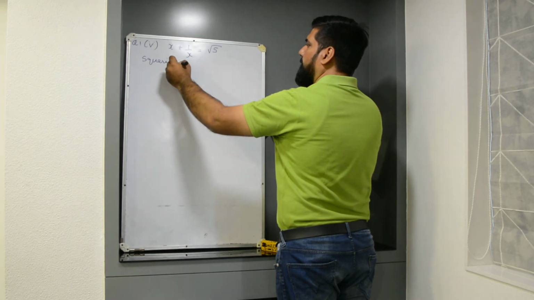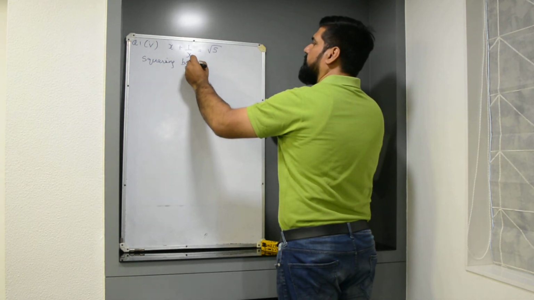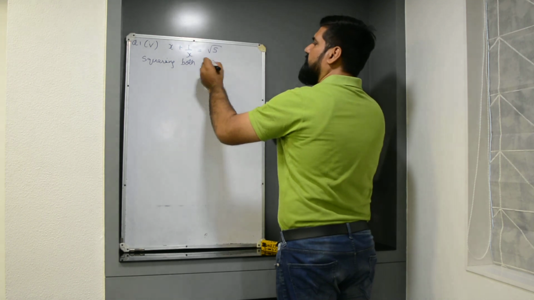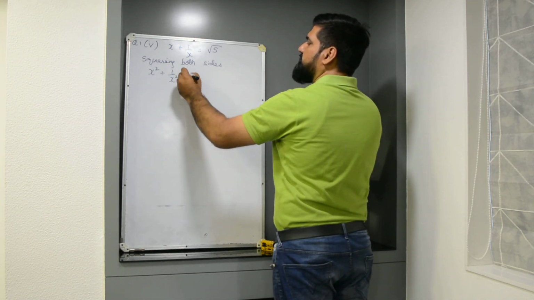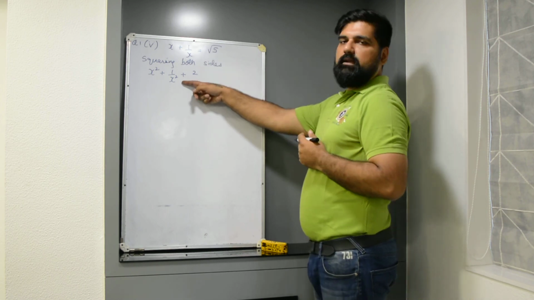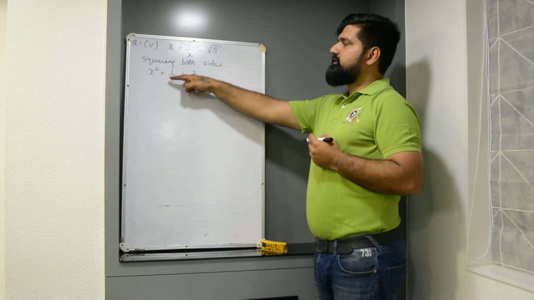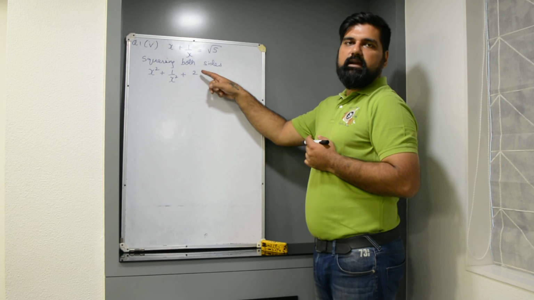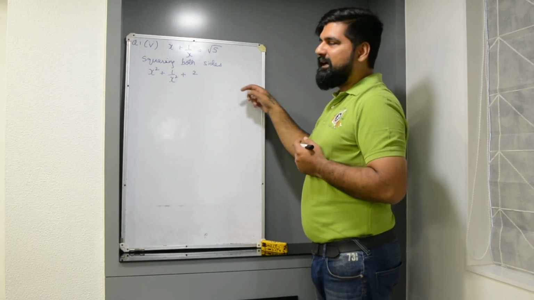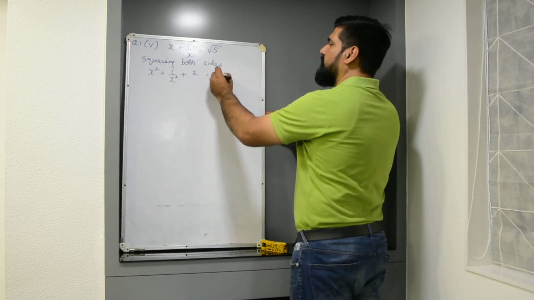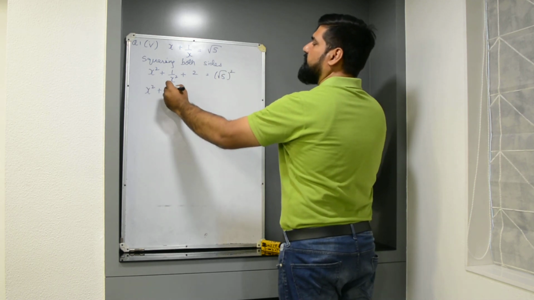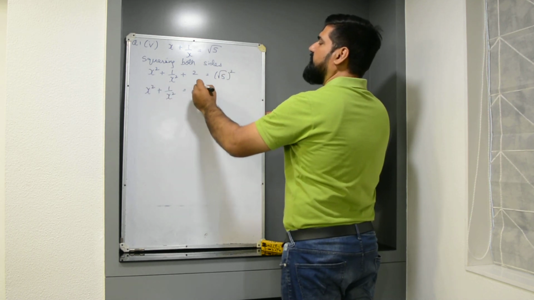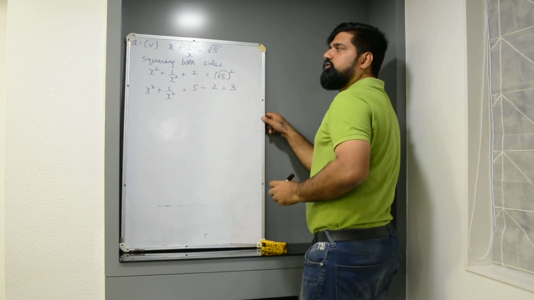Squaring both sides, we will get x square plus 1 by x square plus 2. I am directly writing this identity because (a plus b) whole square is a square plus b square plus 2ab. In 2ab, x into 1 by x will get cut. This will be equal to root 5 square. So x square plus 1 by x square is equal to 5 minus 2, which is equal to 3.